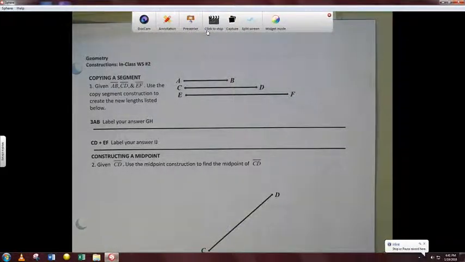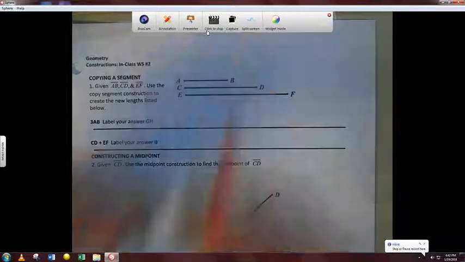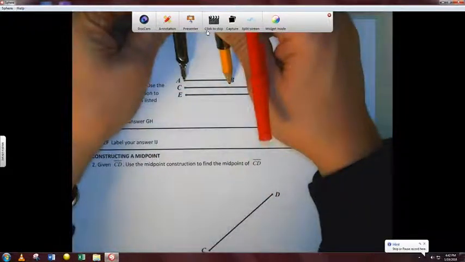Okay, going over the constructions you should have worked on today in class. The first one was 3AB. So that really just means make a segment that is 3 times the length of segment AB. So I'm going to start by measuring segment AB with my compass.